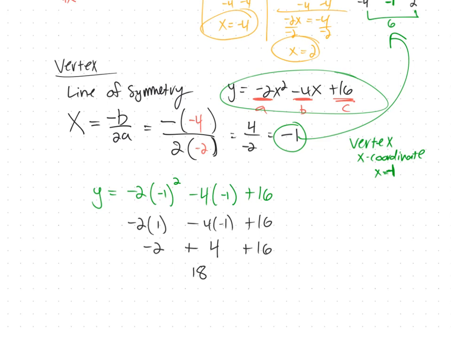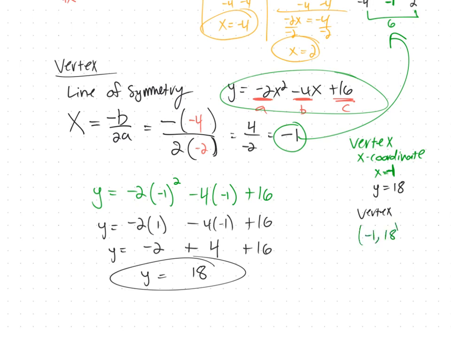So the y-coordinate, well, this y should have come down the whole time. The y-coordinate is 18. So now we've got a vertex. This is our vertex. Our vertex happens at, and I'm going to do this in green, the coordinate negative 1 and 18.